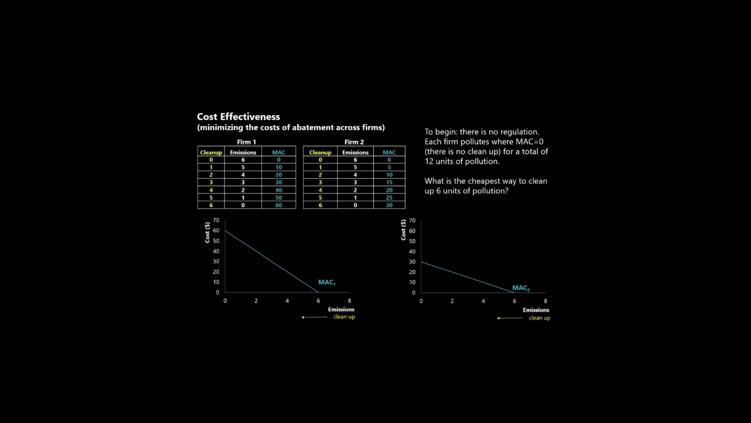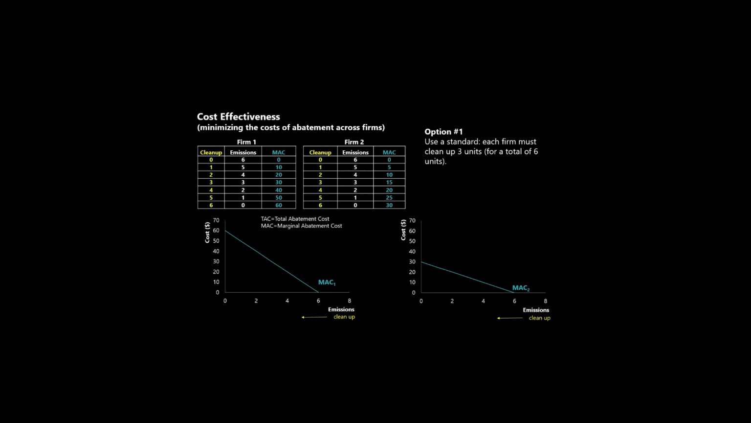What we want to figure out is what is the cheapest way to clean up 6 units of pollution between the two of them. The main point of this exercise is that I'll show you that the total cost of cleanup for all firms in the market is lowest when the marginal abatement costs are equated across firms. So you ready? This is a good one.